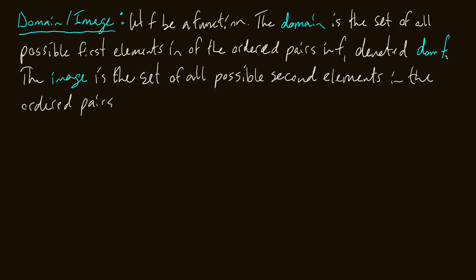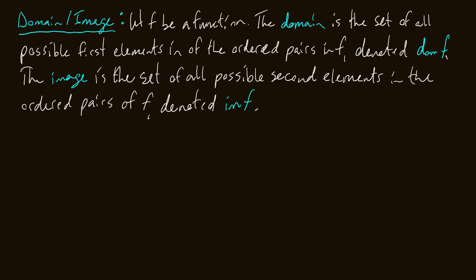In the ordered pairs of F. There we go. And this, can you guess what it is denoted by? I don't like this notation, actually. It's denoted MF. I don't like that because M could also be imaginary, but we'd be using the same notation for multiple things in math, so who am I to complain anyway? But yeah, there you go.